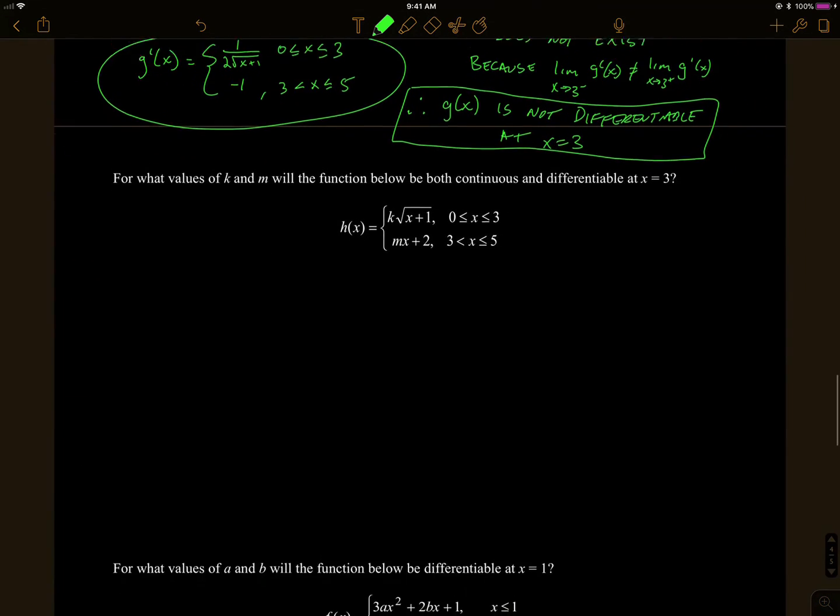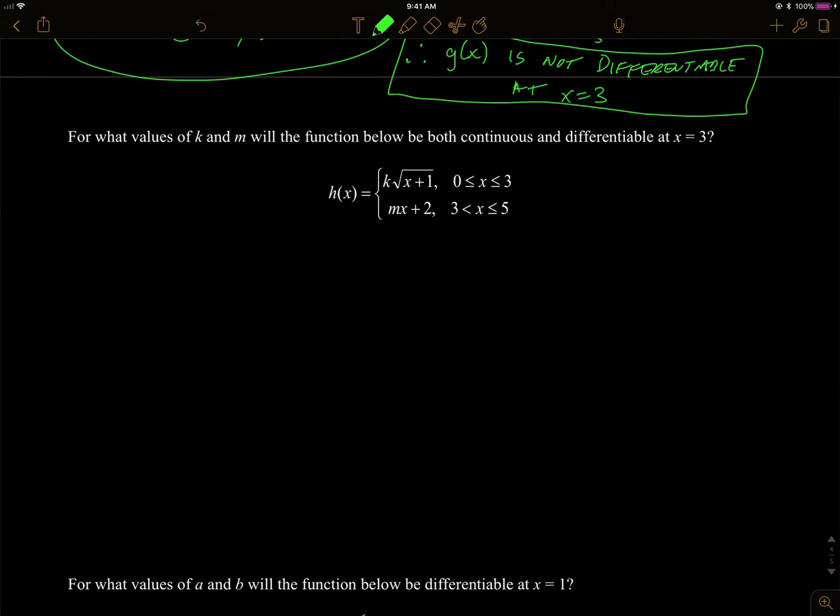Okay, so we're going to move on here and we're going to find a k and an m such that the function is both continuous and differentiable. So for the function to be continuous, remember the limit from the left of h has to equal the limit from the right of h, and for it to be differentiable, the limit of the derivatives from the left has to equal the limit of the derivatives from the right. So those two things have to happen, so we're going to make both of those happen.